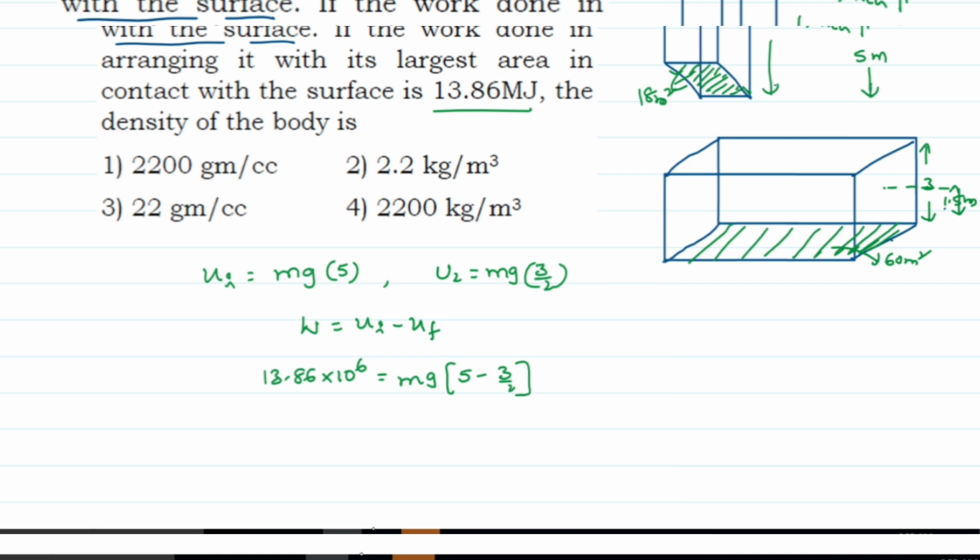Now mass they have not given, so you just calculate volume into density. So 13.86 into 10 power 6. Volume is given already, students. It will be 10 meters into 6 into 3 meters, 60 into 3, right?